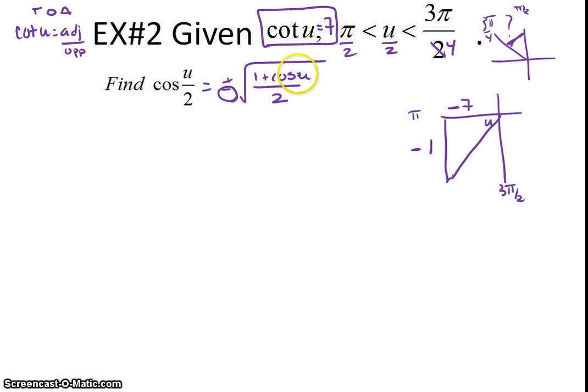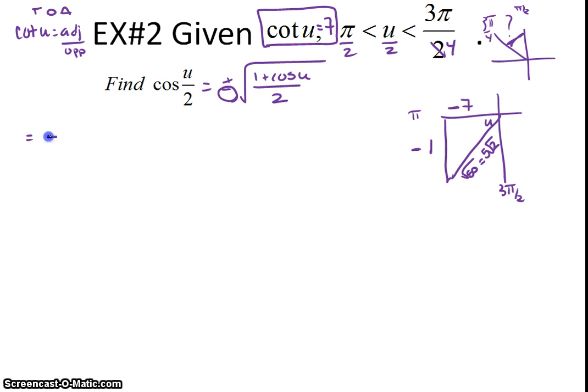We gave our given, so we know we're here. And we are going to have to eventually find cosine of this angle u, so we're going to have to know the hypotenuse. So in order to find the hypotenuse, use the Pythagorean theorem. So 49 plus 1 is 50. So this is square root of 50, which is square root of 25 times 2. So it's 5 root 2. Okay, so now we're ready to get going.